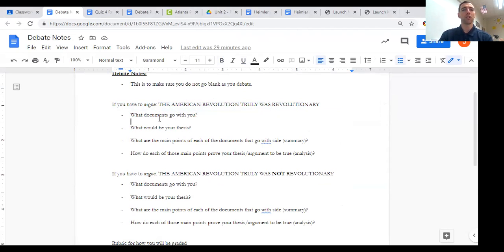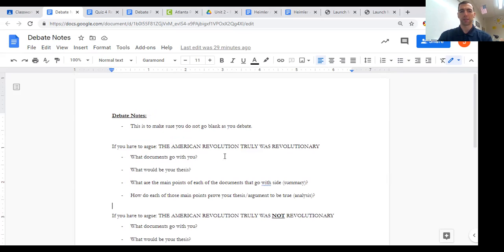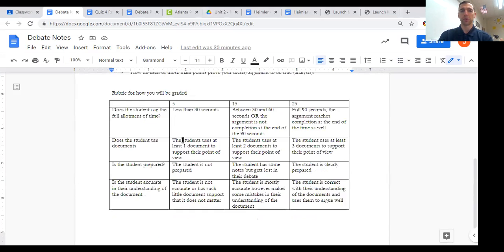So therefore, you need to know what documents go with what argument, what your thesis would be for the arguments, what are the main points of each of the documents that go with your side, and how your points prove your thesis or argument. Ultimately, this is going to make sure that you don't go blank before you debate.